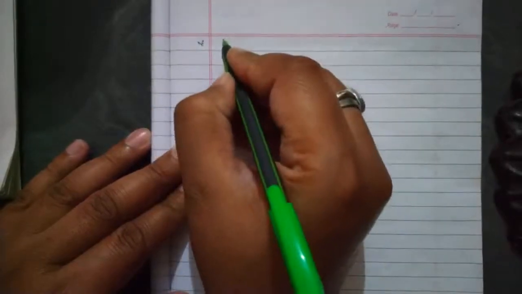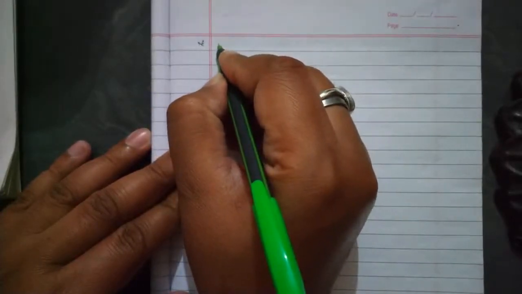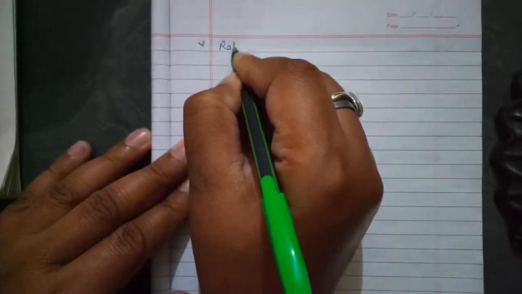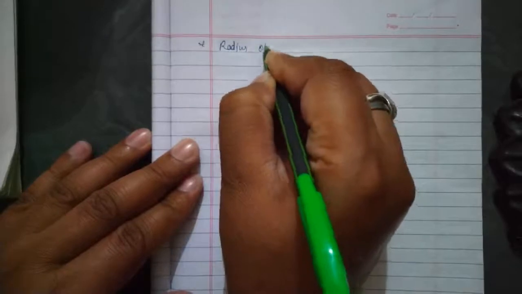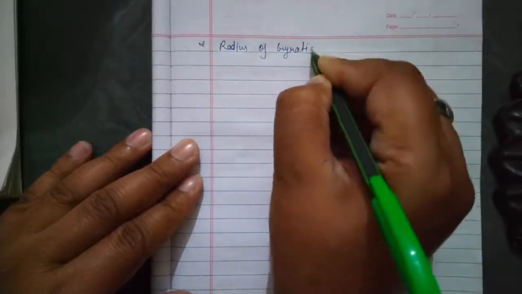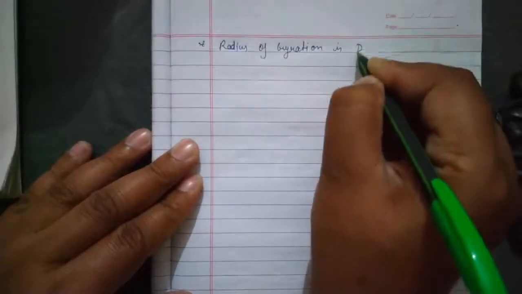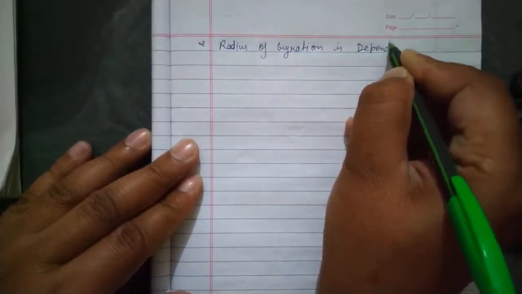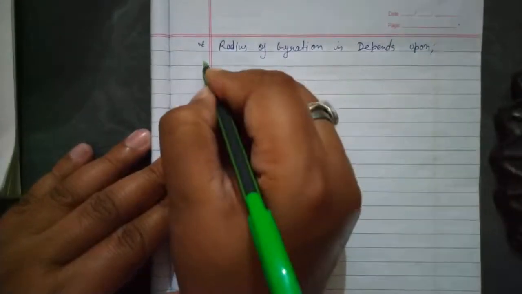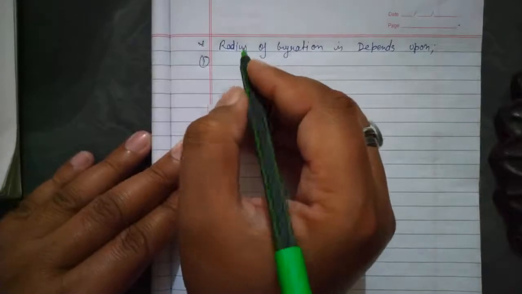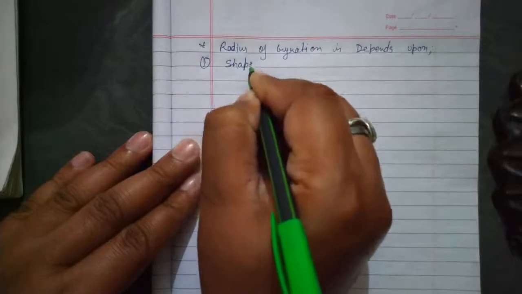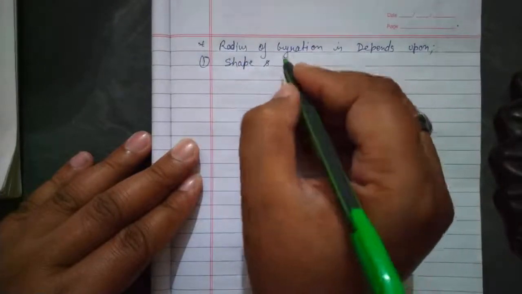Next, the radius of gyration depends upon, first, the shape and size of the body.